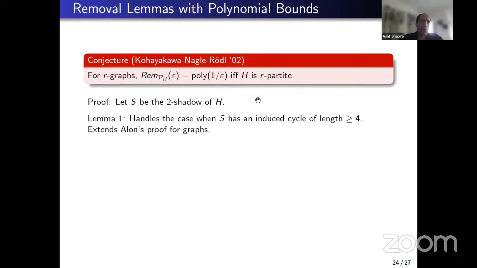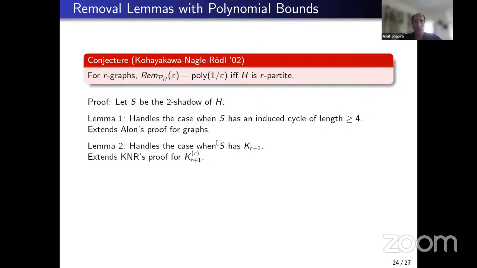Okay? Now, the first lemma that we prove is that if S, the two-shadow of H, has an induced cycle of length at least 4, then we have a lower bound. Then the removal lemma is not polynomial. To do this, we extend Alon's proof for graphs. The second lemma handles the case when the shadow of H has a clique of size r+1. To do this, we extend the Kohayakawa-Nagle-Rödl proof for the complete r-graph on r+1 vertices.